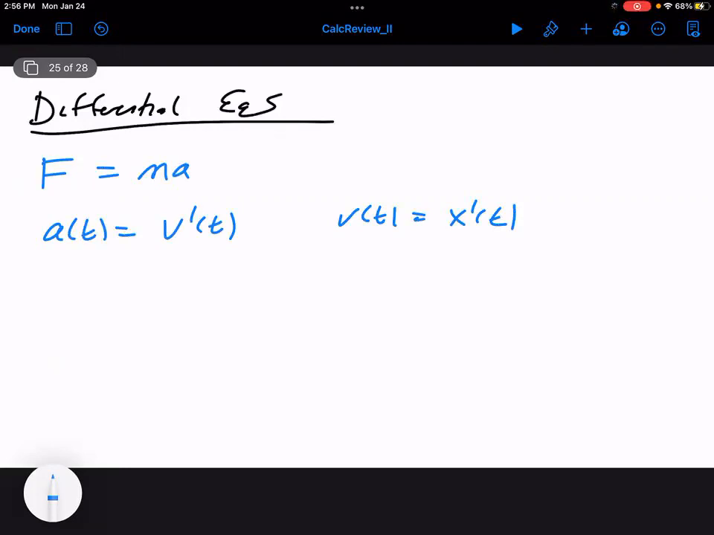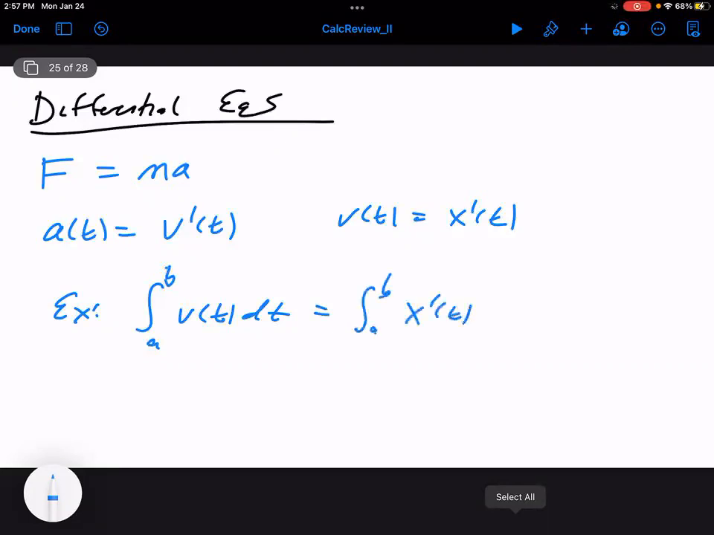Acceleration is the derivative of the velocity, and velocity is the derivative of the displacement. One of the things we try to do is, if I give you one curve, can we find the other? Since velocity is the derivative of the distance, if I integrate the velocity from, say, a to b, that's just the integral from a to b of x prime of t dt, which is x of b minus x of a. So we can use this to develop all the different kinematics equations that you would see in classical physics. And if we know calculus, we can do this.